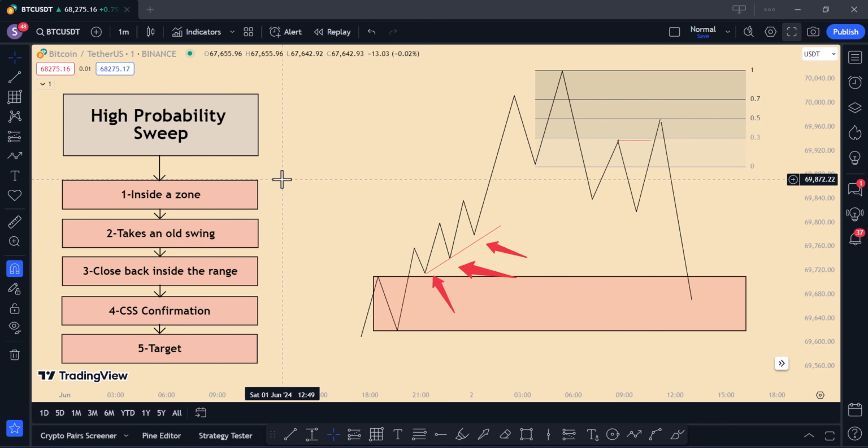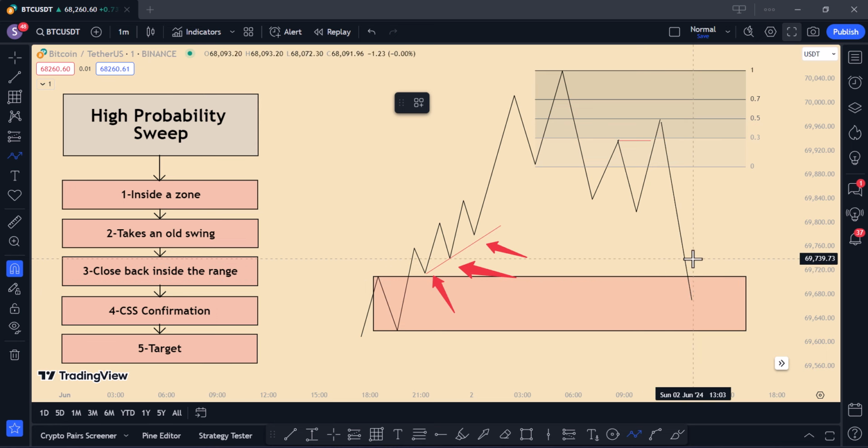So you don't need to have all these five factors for the sweep to be valid, but of course having all of them, or maybe most of them, is really high probability, all right? And here maybe we have the CSS confirmation, and for a target, maybe something on the upside, right? So this is how you spot high probability sweeps. So I believe that this is the end of this video.